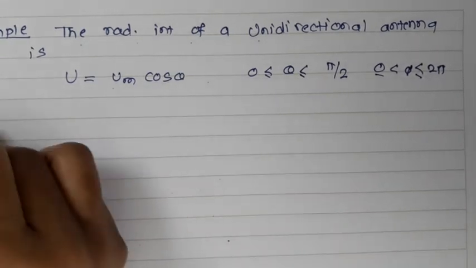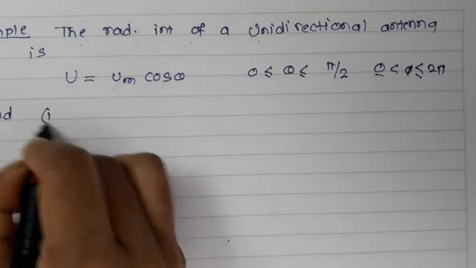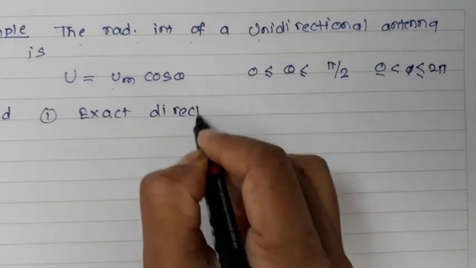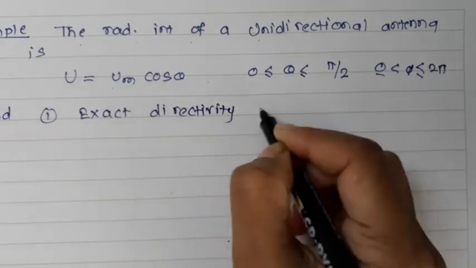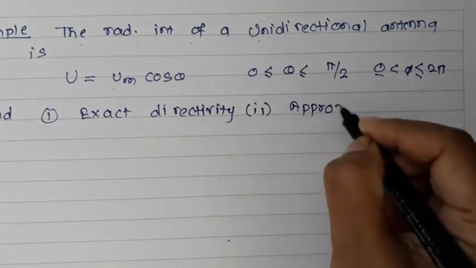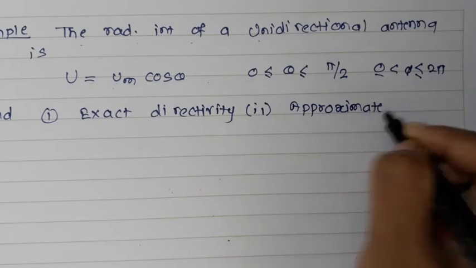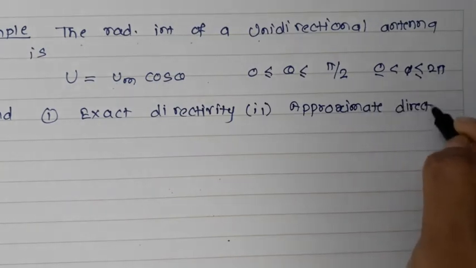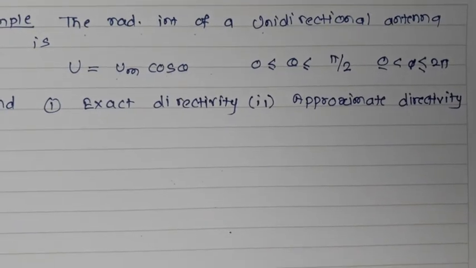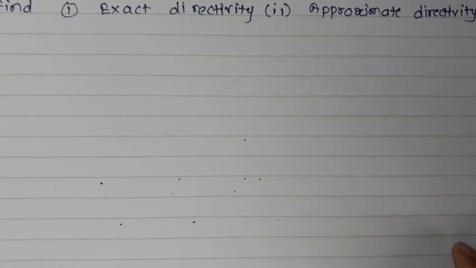The first thing you need to find out is the exact directivity, and the second thing asked is the approximate directivity. As we have already gone through all the things, we'll find out both. First is the exact directivity and the other one is the approximate directivity. Now let us solve this particular problem. We'll talk about what is given first, and then we'll talk about what has to be calculated.